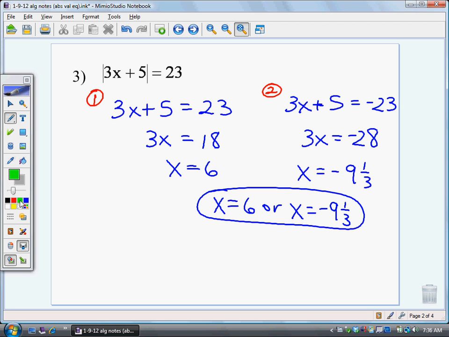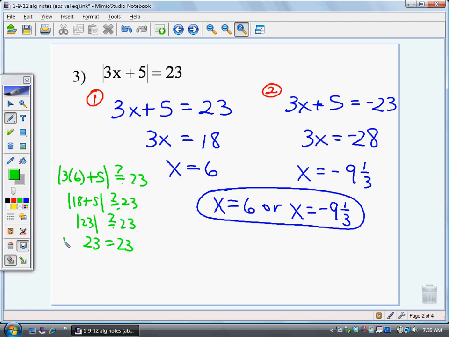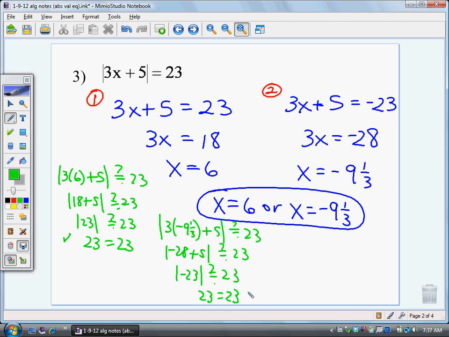Again, you could check this, and the way you would check it is 3 times 6 plus 5, is that equal to 23? That's going to be 18 plus 5. The absolute value of 23 is 23, so that equals 23, and that checks. The second answer, 3 times negative 9 1/3, and that's negative 28. And then that's the absolute value of negative 23, and 23 does equal 23, and so that's why that checks. And that's because we're finding absolute values.